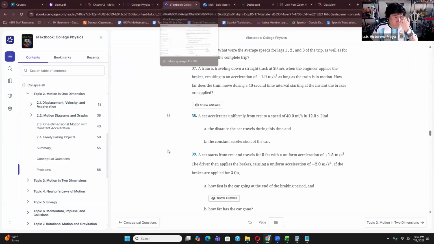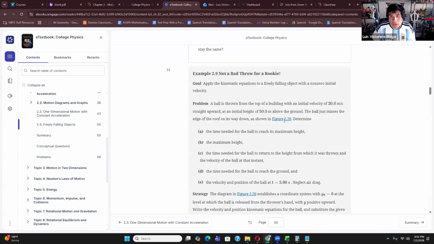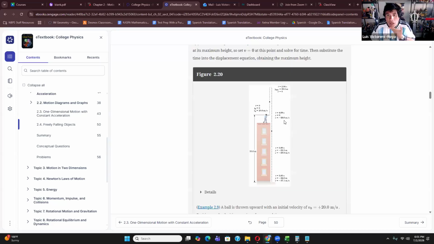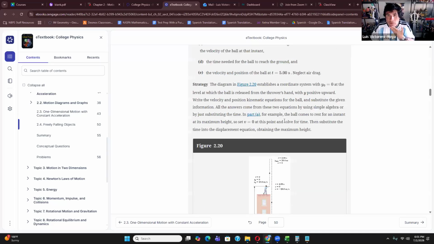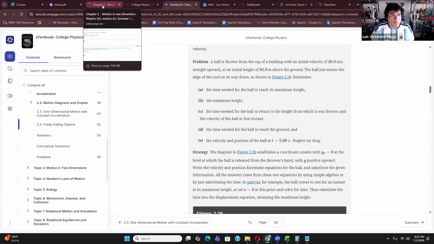On the textbook, it's the following, and I'm going to show you the situation. You have a person who is launching a mass or a ball with an initial velocity of 20 meters per second upwards. So a speed of 20 meters per second from a height of 50 meters.